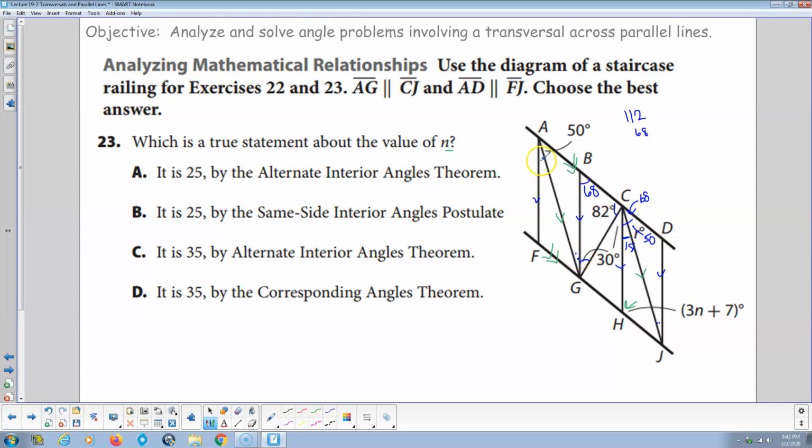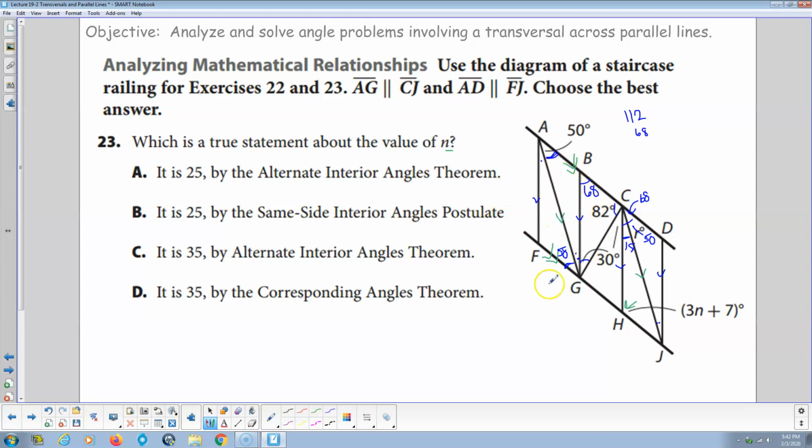This angle and this angle are alternate interior angles. They're going to be congruent. So this here, oh, these guys are parallel. AD and FG are parallel. So this is a transversal. So this angle here and this angle here are congruent, so they're 50.